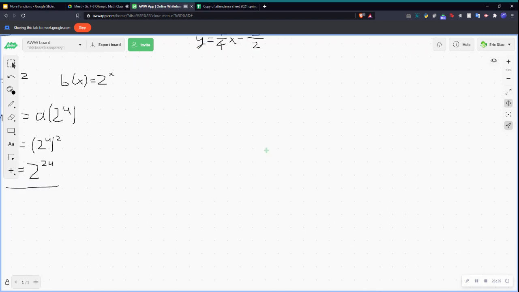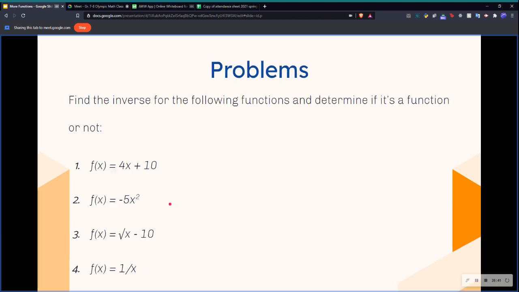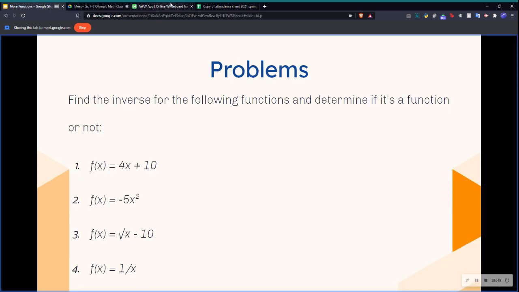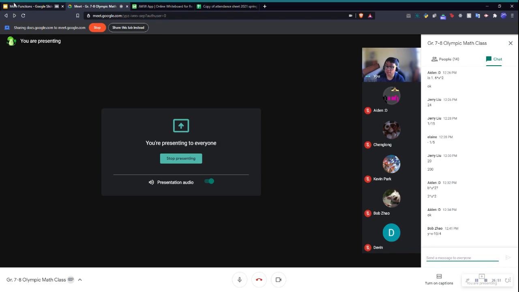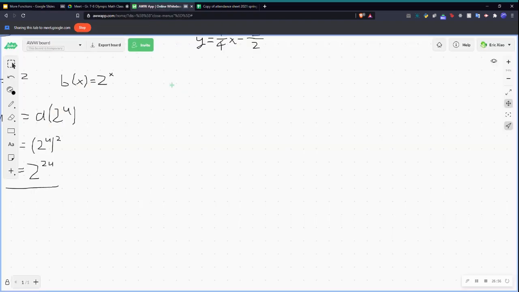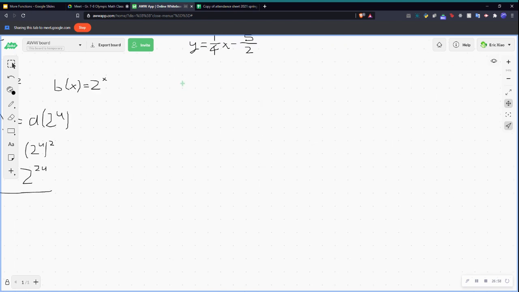Let's make space for the second one. Does anyone have an answer for question number 2? I mean, this one's a bit more tricky. Probably should put it at the end, but yeah. Well, let's try it together, actually. So we have f at x. Yeah, they're all f at x. Okay, so f at x, negative 5x squared.